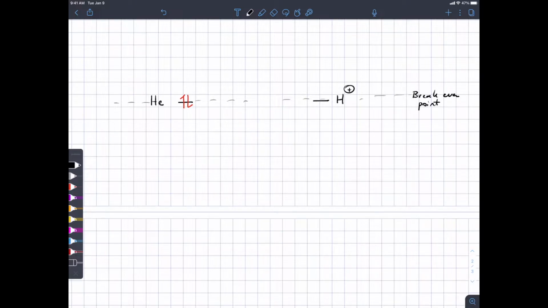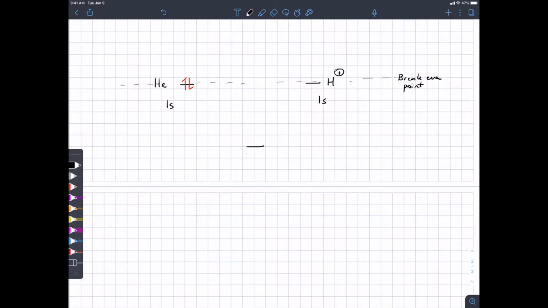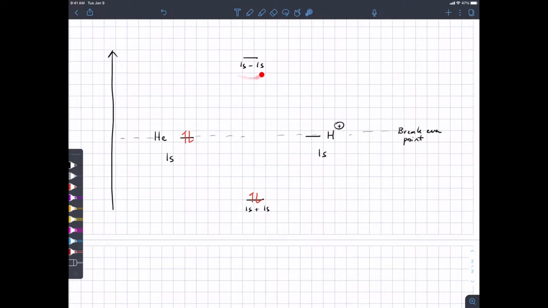The helium comes with a 1s atomic orbital that's filled. The hydrogen also comes with a 1s atomic orbital that's filled. When we mix them together, we get the plus combination that's lower in energy and the minus combination that's higher in energy. But because I only have two electrons, mixing these together actually allows those electrons to go lower in energy, and the minus combination is unfilled. This would be our sigma bonding orbital. This would be a sigma star.